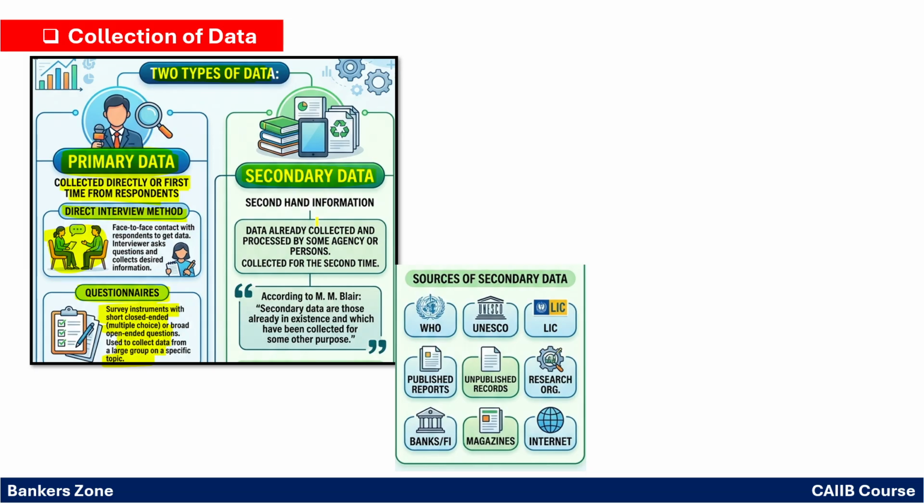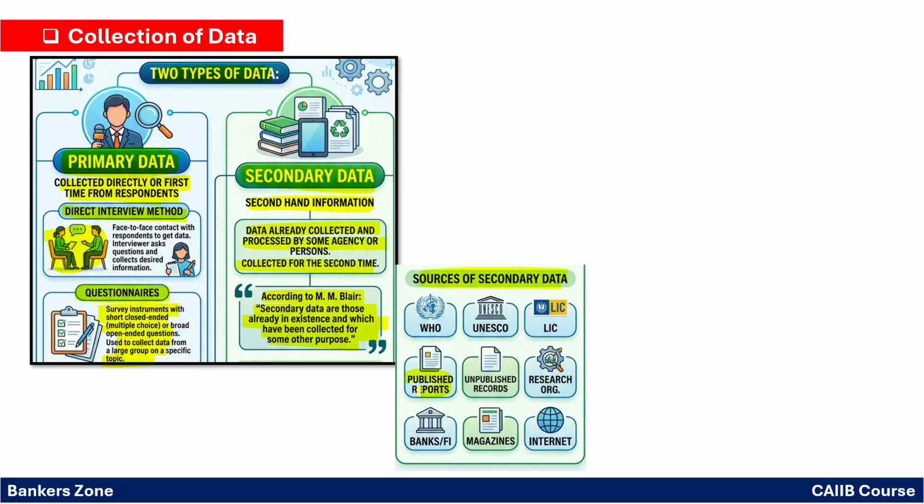Secondary data means it is simply second-hand information. So data already collected and processed by some agency is called secondary data. When you are getting data second-hand, meaning the second time you are getting the data, it can be processed or not processed. It is called secondary data. According to the layer, the secondary data are those which are already in existence, which have been collected for some purpose.